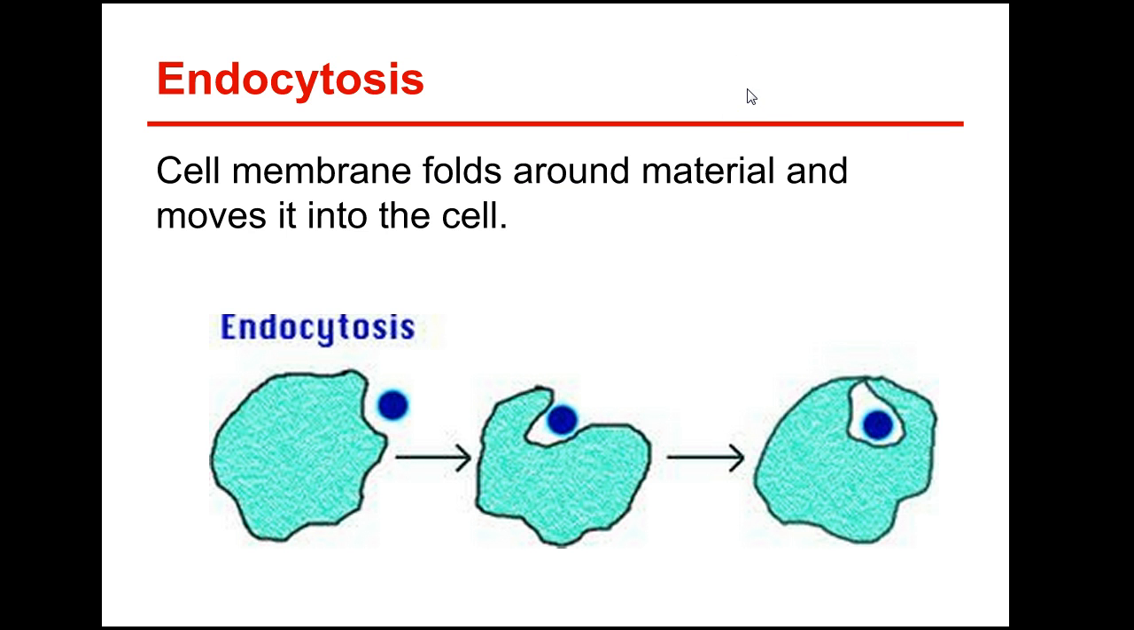Endocytosis, another example of active transport. Endo means in, cyto means cell. Endocytosis is where the cell membrane wraps itself around material and takes it into the cell. The cell membrane folds around, makes this little vesicle, and the vesicle can come in and be used by different organelles.